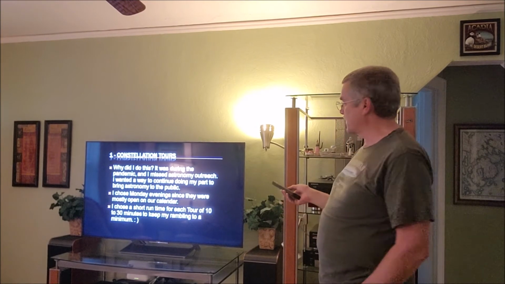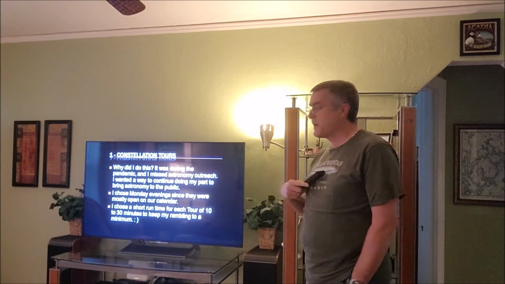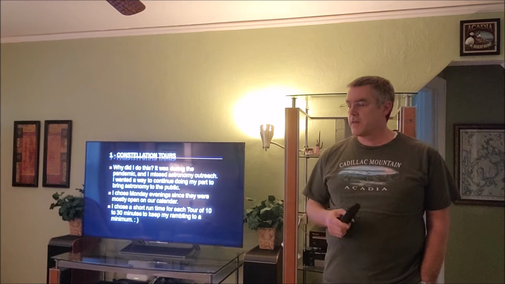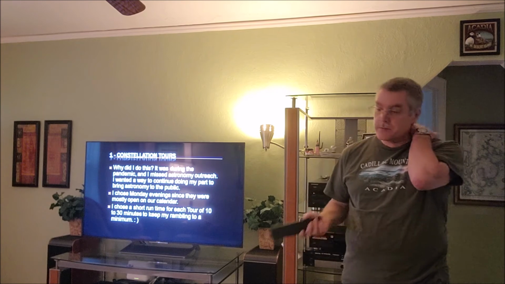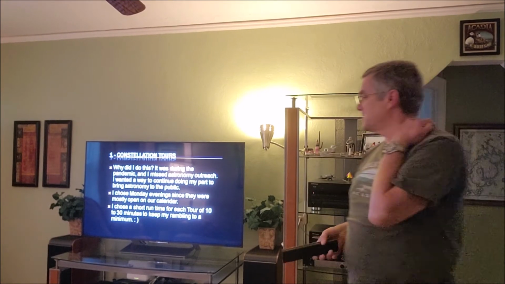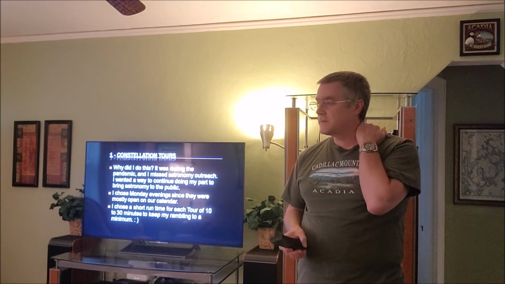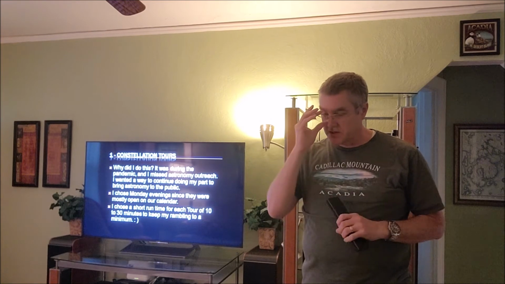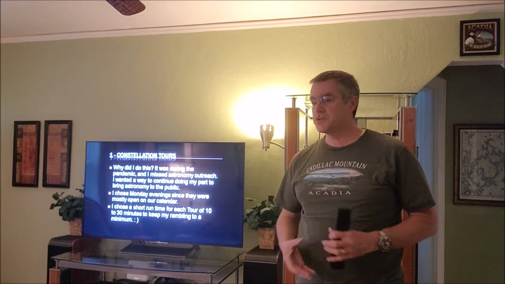I chose a short run time for each tour of 10 to 30 minutes to keep my rambling to a minimum. Most of the tours are about 15 minutes long. The more interesting constellations will run a little longer, 20 plus minutes, 22 minutes. And the smaller, more obscure constellations will typically run about 10 minutes. Sometimes with the shorter ones, the smaller constellations, that's the time I'll take to introduce some concept of visual astronomy.